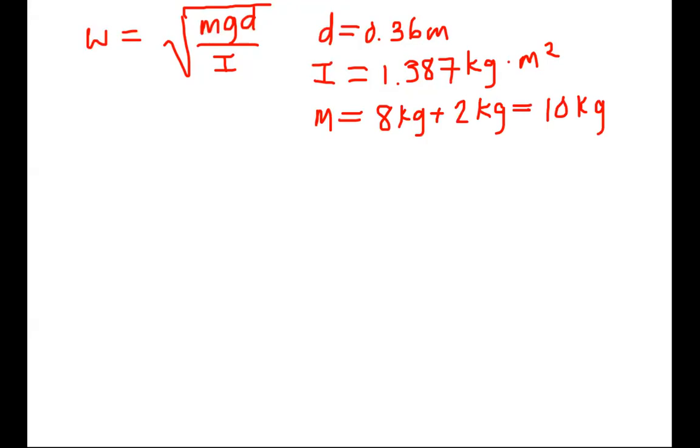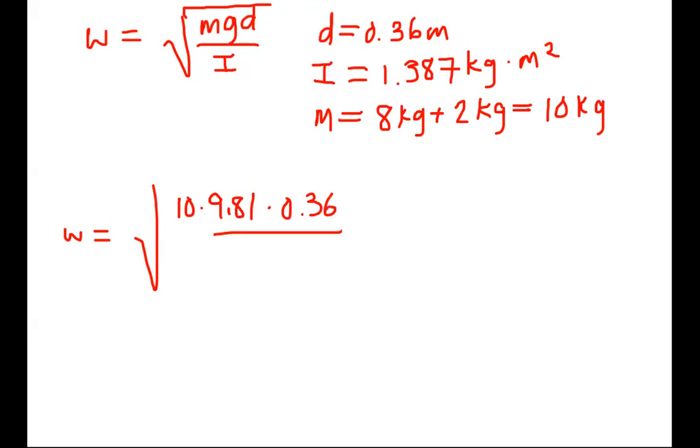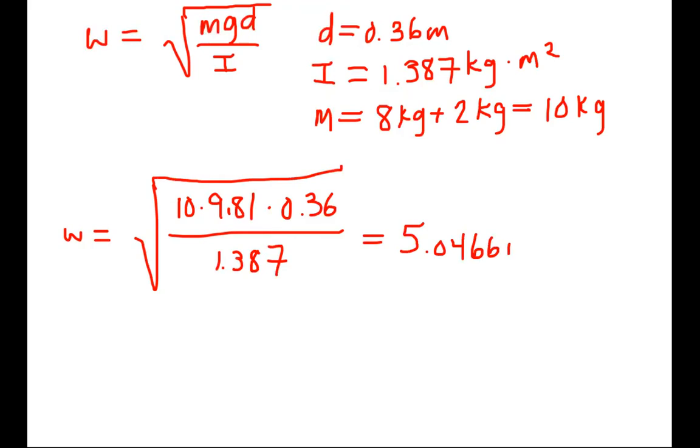So plugging that into the equation above, we get 10 times 9.81 times 0.36 over 1.387. And plug that into a calculator, you would get a value of 5.0466 radians per second.